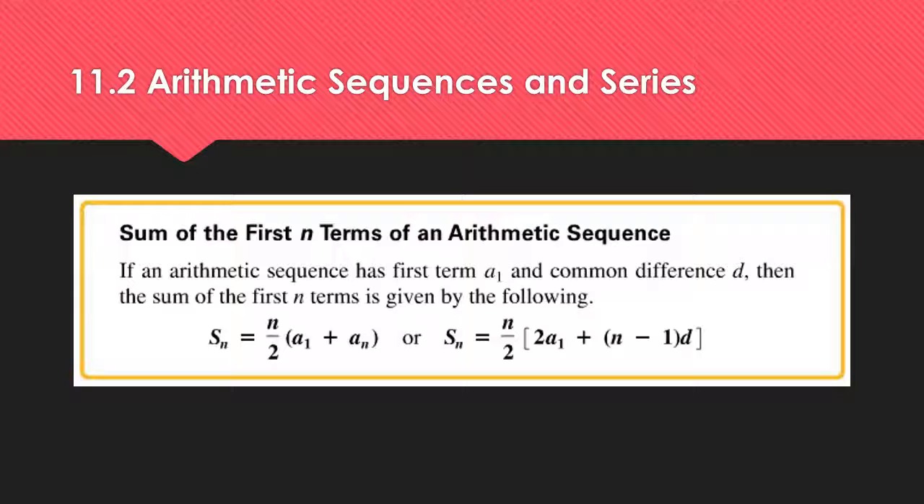If you know the first and the last term and how many terms you've got, the first one is easy to use. If you don't know the last term, but you know how many terms there are, then you can use the second formula, which combines the formula on the left with the formula for finding the nth term. So you've got two formulas there that you can use, depending on the information you're given.